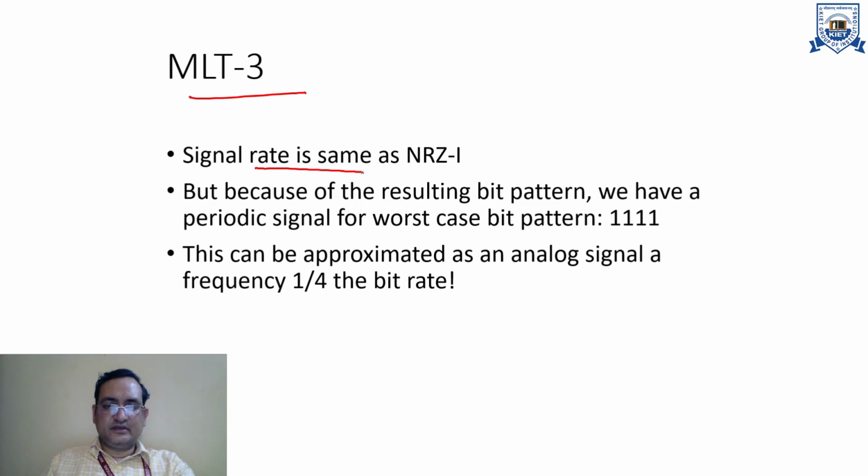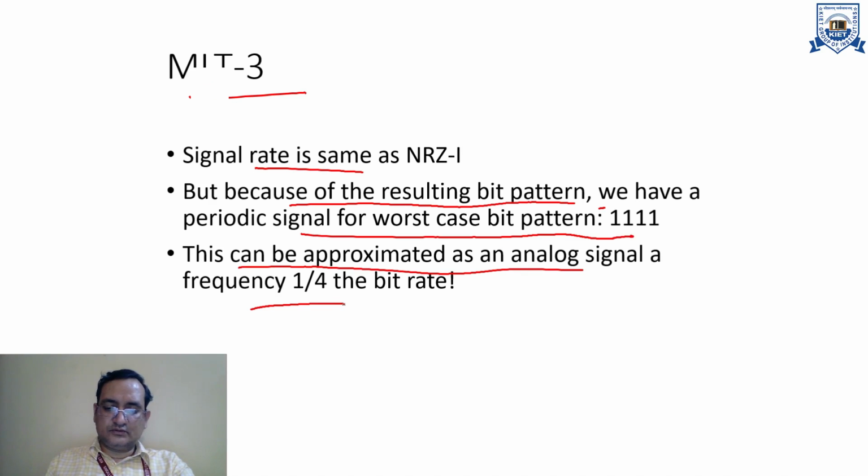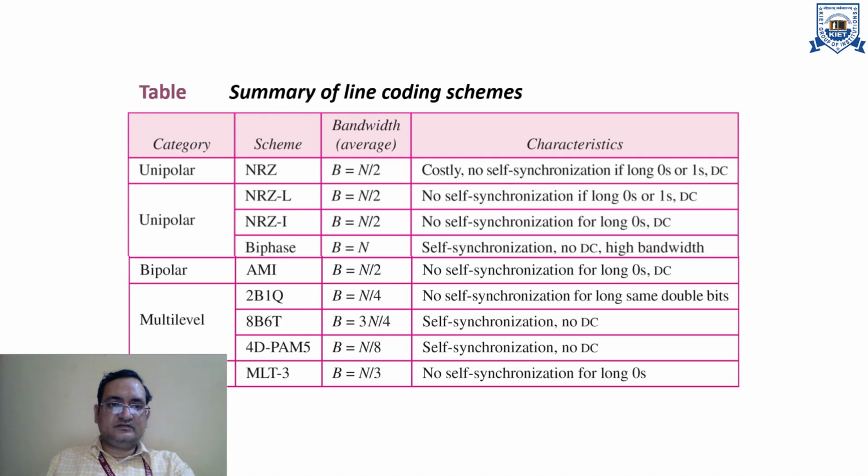The MLT3 signal rate is the same as NRZI, but because of the resulting bit pattern, we have a periodic signal. For the worst case, the bit pattern will be four ones. This can be approximated as an analog signal having a frequency 1/4 the bit rate. This is a summary of line coding schemes, which are unipolar, NRZ-L, NRZ-I, and biphase. These are the characteristics in comparison. Bipolar, multi-level, this is MLT3.